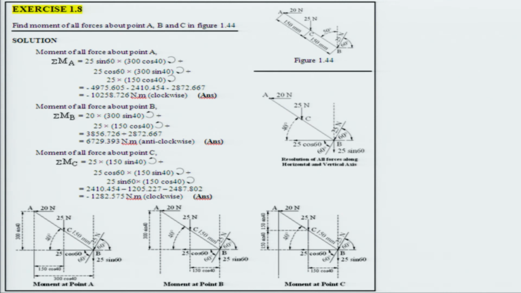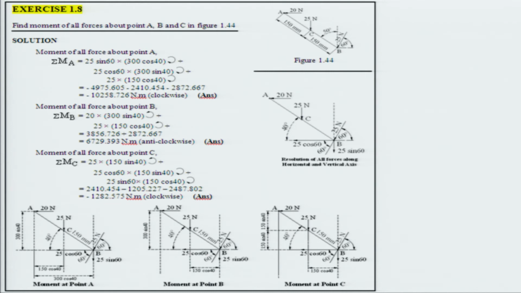In this question, we need to find the moment. What do we need to calculate? Find the moment of all forces about A, B and C. How many forces are there? 20 Newton, 25 Newton and 25 Newton. Three forces are there. With the help of the components of the forces, we can calculate the value of the moment at these three points A, B and C.